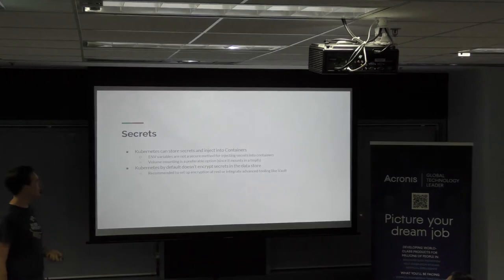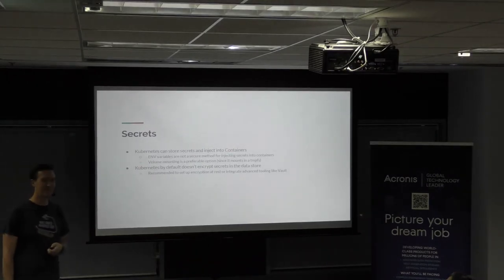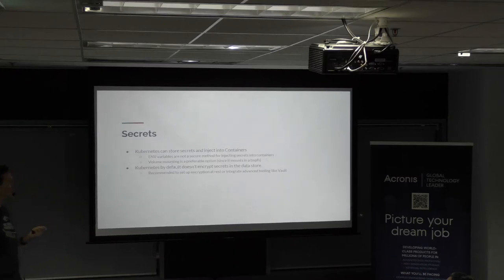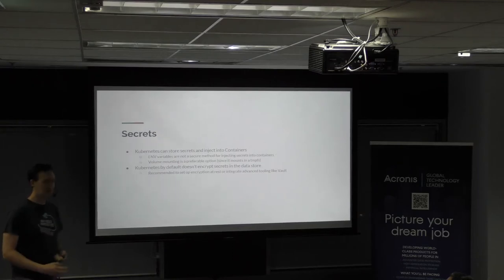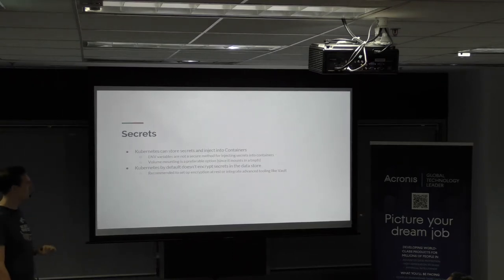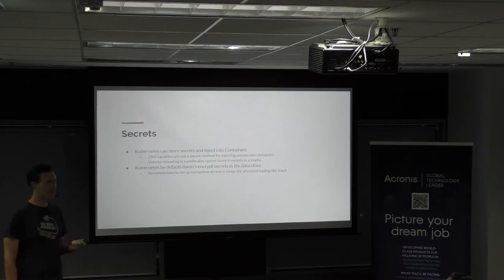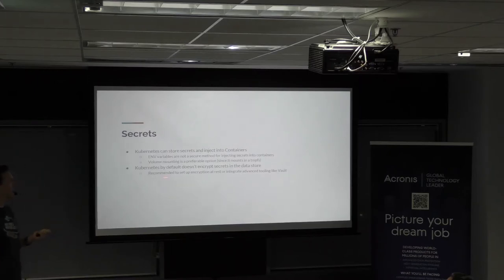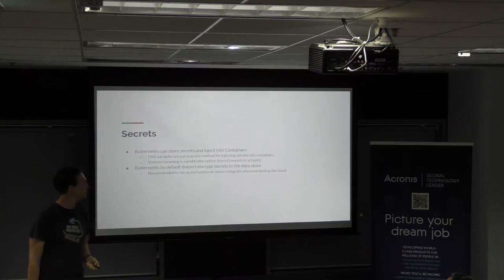Secrets, I quickly touched on that before. Obviously, environment variables are not a secure method for putting secrets into containers. Volume mounting is the preferred option because it sits inside a tmpfs. But for the most part, secrets out of the box in Kubernetes aren't particularly secure, despite their name, because they're not encrypted in the data store. Setting up encryption at rest, which is now part of Kubernetes but not enabled by default, or integrating things like Vault, are a really important part of running any kind of production environment.